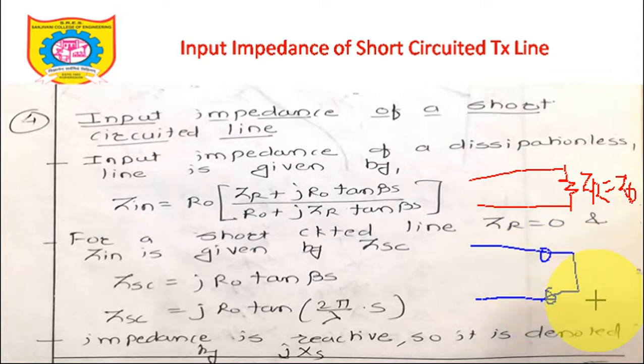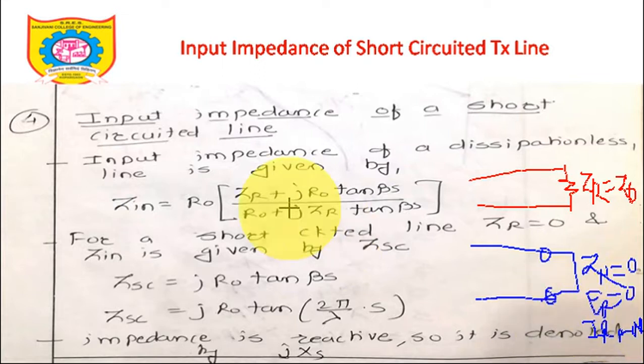If it is short circuited, definitely ZR equal to what? ZR equal to 0, since ER equal to 0, and IR is maximum. Is it okay? So in this expression of the dissipationless line, if I put this condition ER equal to 0, what will be the value of the input impedance we will get? Let's calculate. The input impedance of the dissipationless line is given by, we already know this, and I already told you this is an important expression: R0 (ZR plus jR0 tan βs) divided by (R0 plus jZR tan βs).